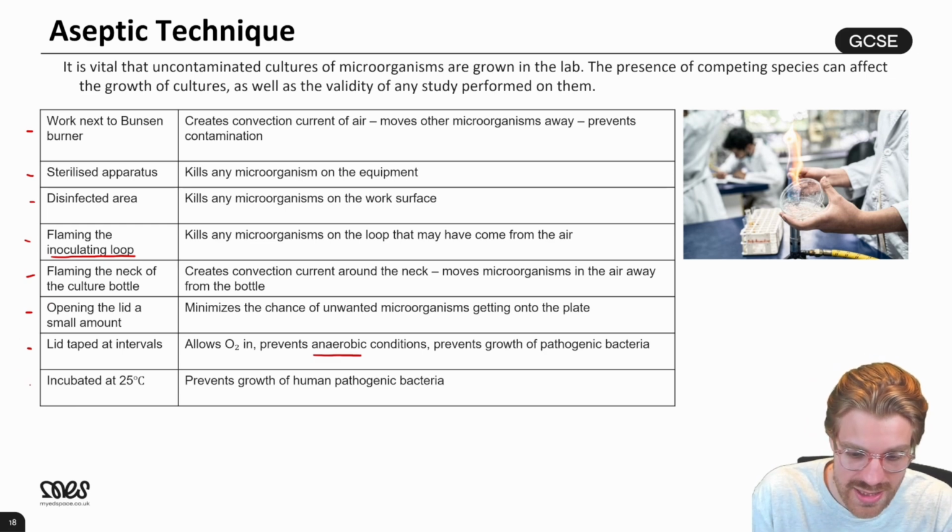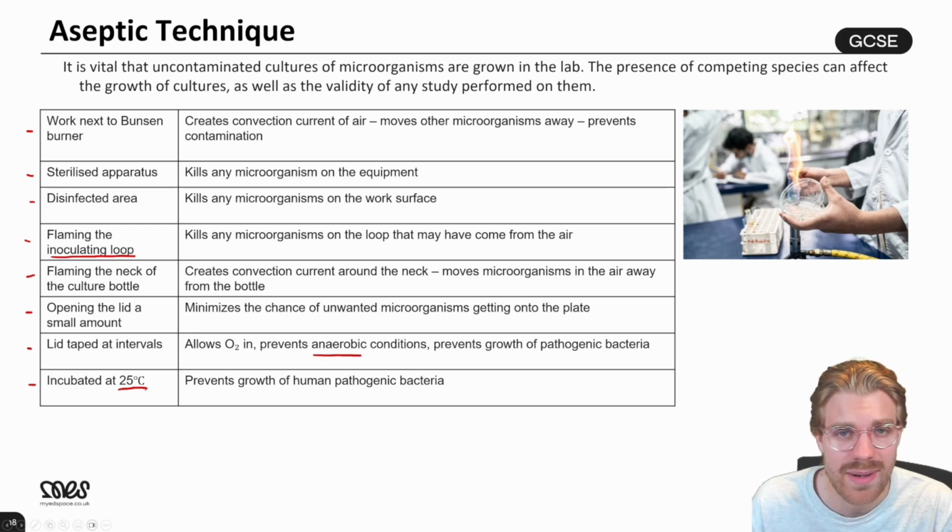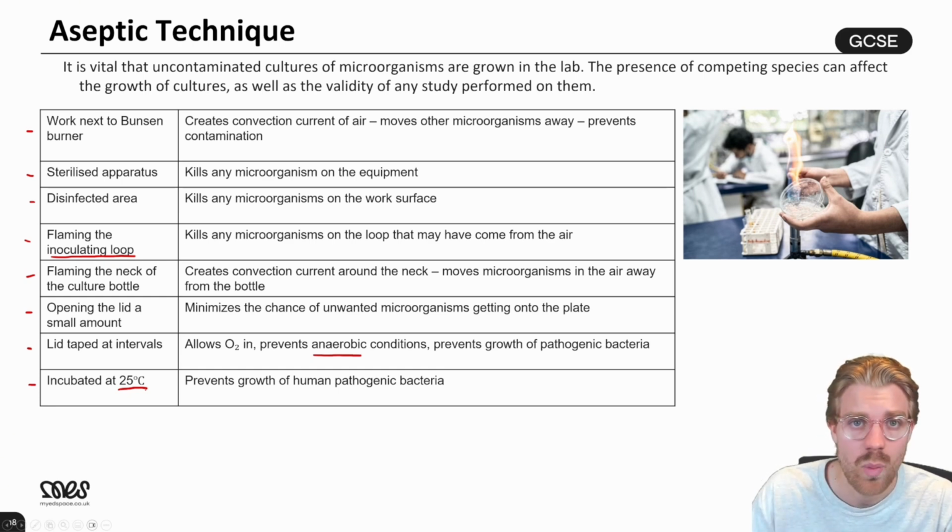And also we are going to incubate the plates at 25 degrees. This is lower than human body temperature, and this means that any bacteria that might be pathogenic to humans that would be adapted to grow at human body temperature, well, the growth of them is going to be reduced because it is not at their optimum temperature. Instead, we are using a lower temperature.